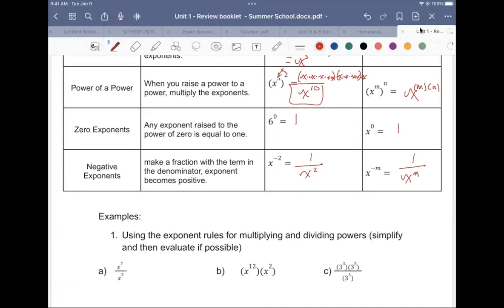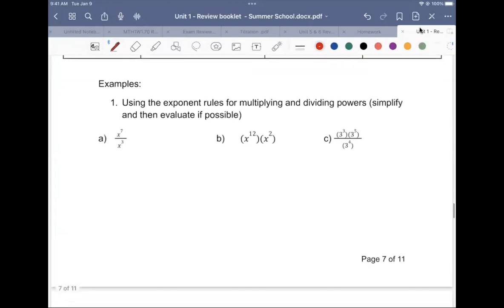So when we take a look at that, we are going to use exponent rules to simplify these down and then evaluate if possible. So in A, I have my term as x. So I cannot evaluate that unless I know what x is, but I can simplify it down. In this case, it will be x to the 7 minus 3, which is x to the 4. In B, I have x to the 12 plus 2, gives me x to the 14. I don't know what x is, so I cannot evaluate.